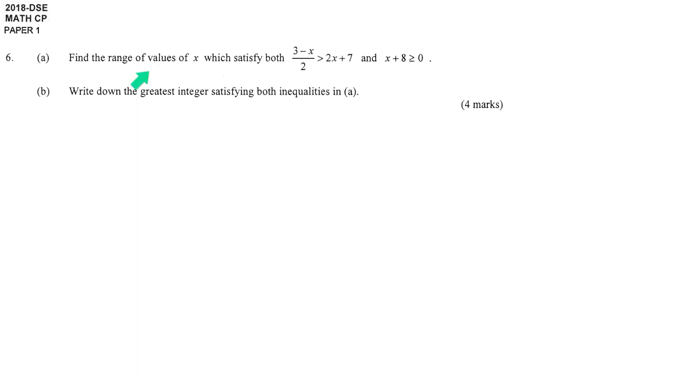We are going to solve the range of values of x which fulfill this requirement, and at the same time fulfill this one. So 3 minus x over 2 is larger than 2x plus 7. We just handle one by one. Both sides times 2. Because both sides are times a positive number, we don't change the direction.